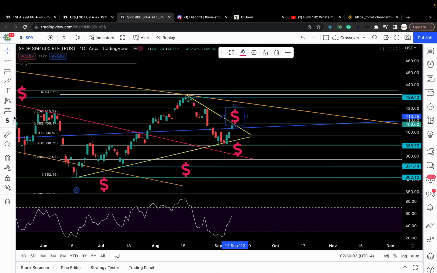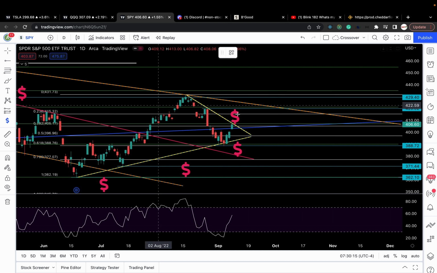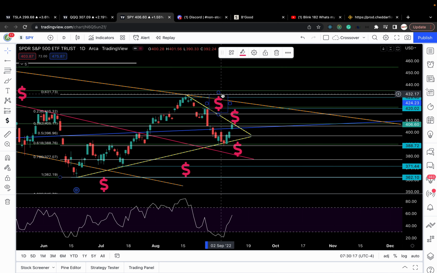We got some right up here as well. This was back in August 26th high. We got a peak high right there. So whoever sold or shorted from the August 26th high, their stops are probably set just above there.